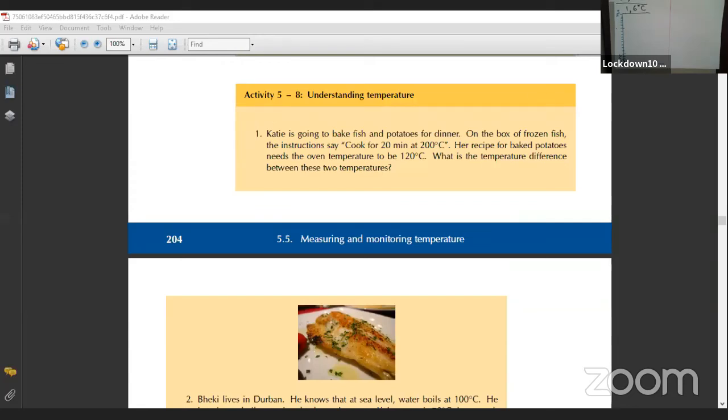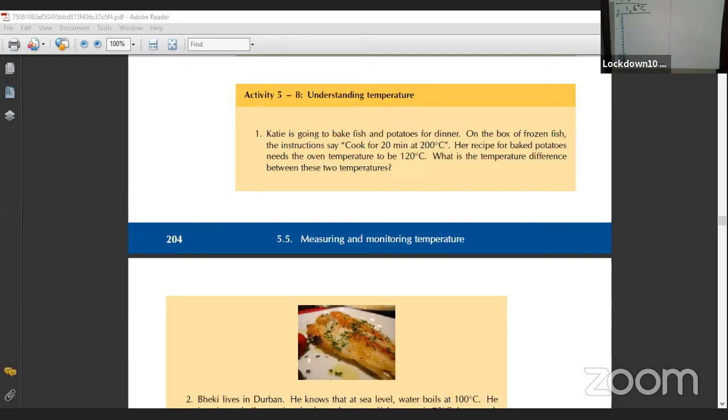Okay, Kerry is going to bake fish and potatoes for dinner. Only a box of frozen fish, the instructions say: cook for 20 minutes at 200 degrees.